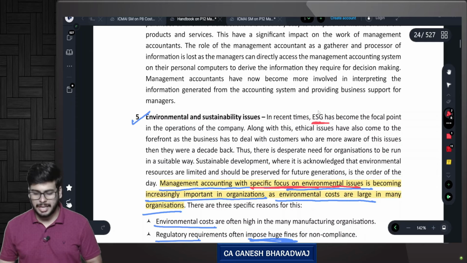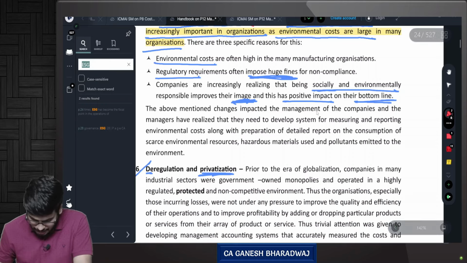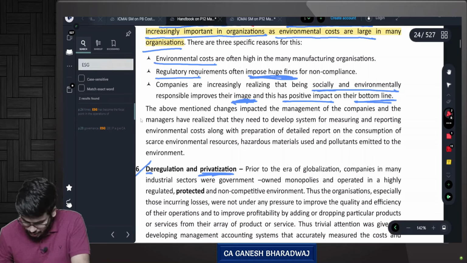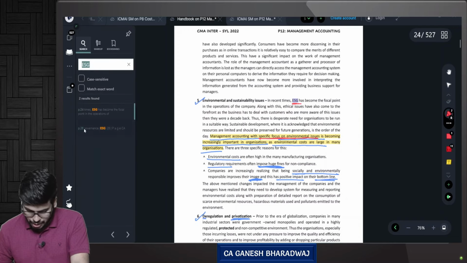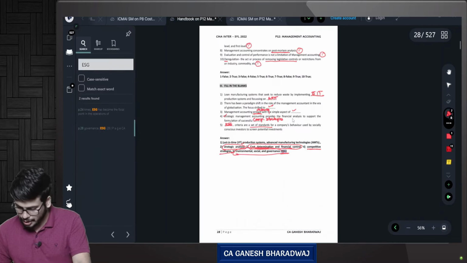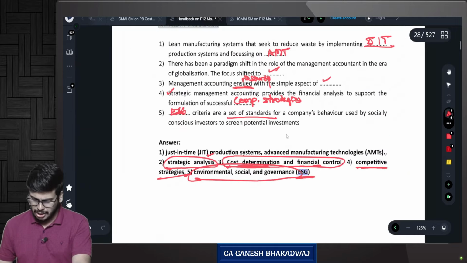So what do you mean by ESG? If you look at your study material, ESG is mentioned only on this page. Apart from that, it is mentioned only in this MCQ. So the full form of ESG is also mentioned only here. So you need not worry.